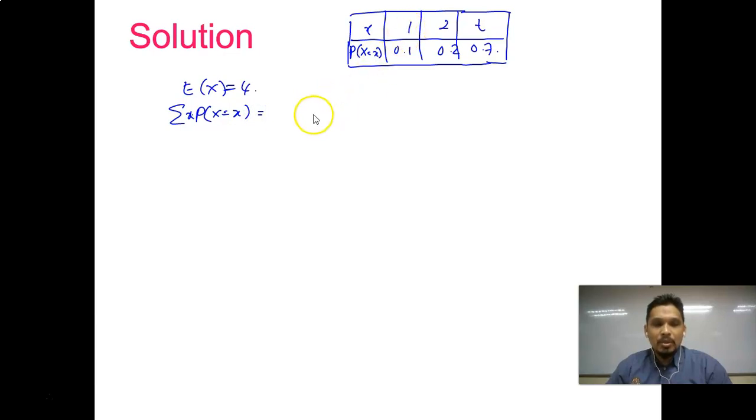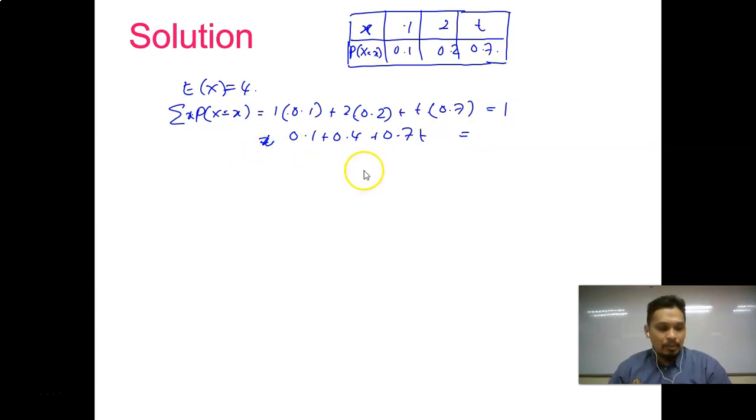So in the first one, x equal to 1 multiplied with the probability of 0.1, plus 2 times the probability of 0.2, plus t times its probability 0.7. So these come up with 0.1 plus 0.4 plus 0.7t. Sorry, the mean is equal to 4. So 0.1 plus 0.4 is 0.5, plus 0.7t equal to 4. 4 minus 0.5 equal to 3.5, then t equal to 5.